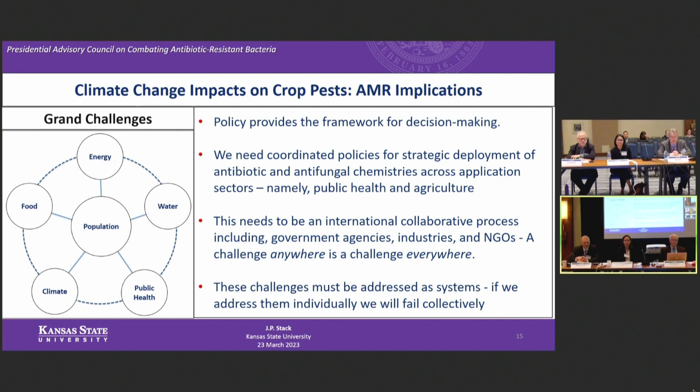If we don't get the policy right and manage the antibiotic and antifungal chemistries rationally, we will lack the tools necessary to feed 10.5 billion people and the therapeutics necessary to protect them from bacterial and fungal diseases. Getting it right matters. Next slide.